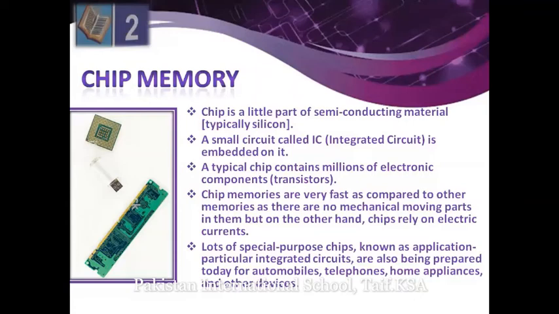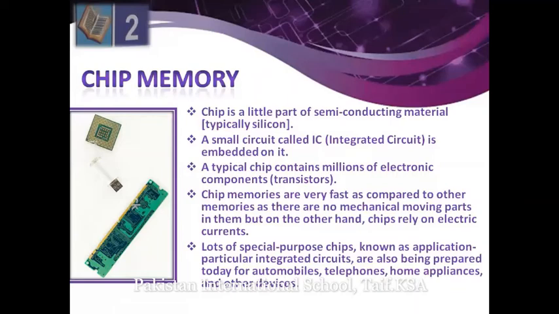But on the other hand, chips rely on electric current. Lots of special purpose chips, known as application specific integrated circuits, are also being prepared today for automobiles, telephones, home appliances, and other devices. So in all devices, we have some sort of chip memory which is used to hold your data. Chip memory basically is a small piece of semiconductor memory and a small circuit that is called an IC. The IC is used inside this small circuit board, and this is embedded on this chip.